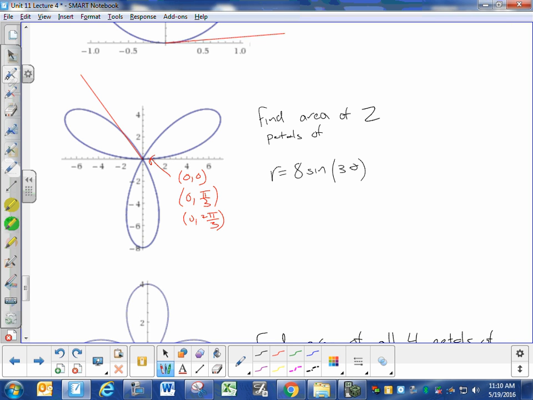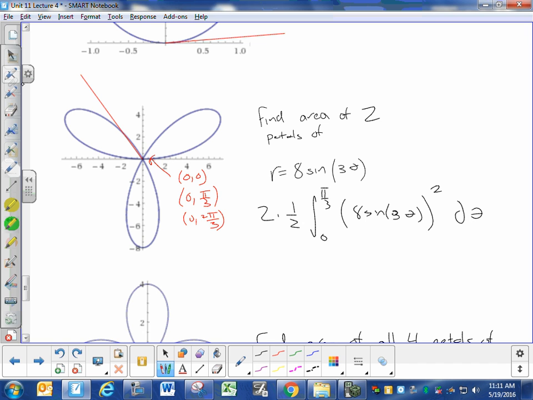All right, what's one way we did it? Okay, so what was your integral? Perfect. So we got to realize that we go back to 0 at pi over 3. We'll have 2 of these. Now, if we wanted just 2 petals, we could have gone from 0 to 2 pi over 3.